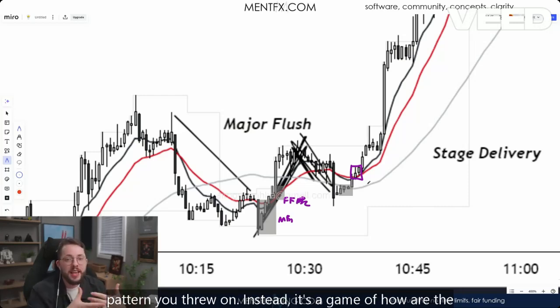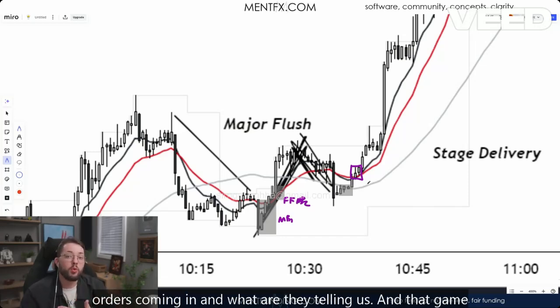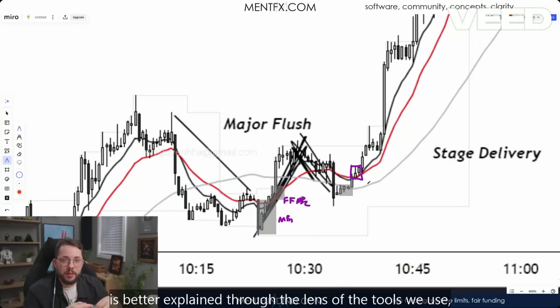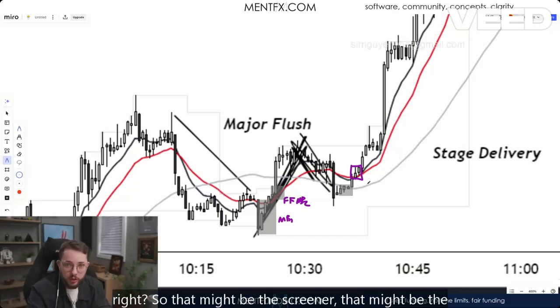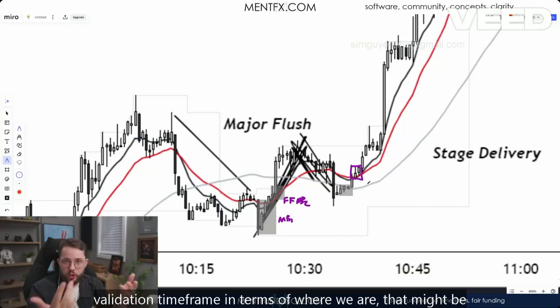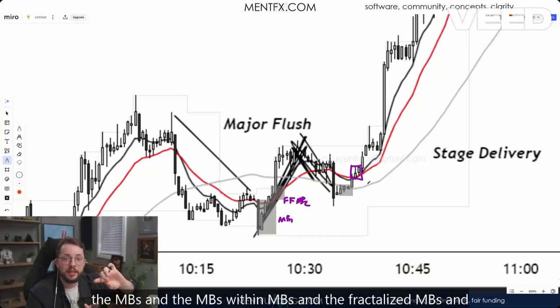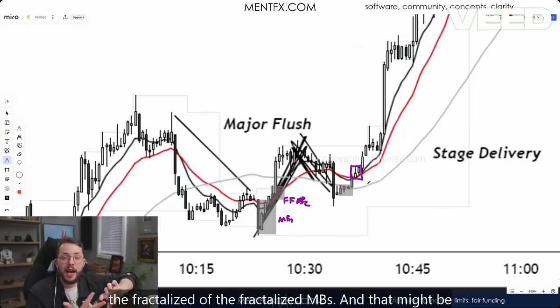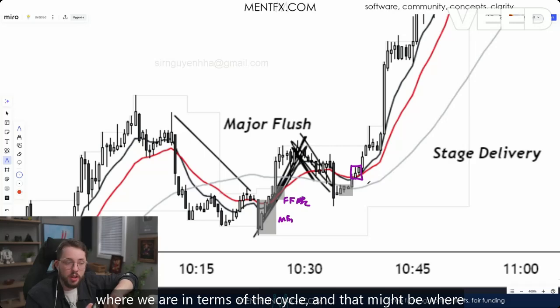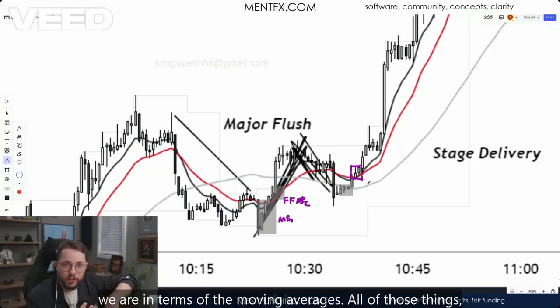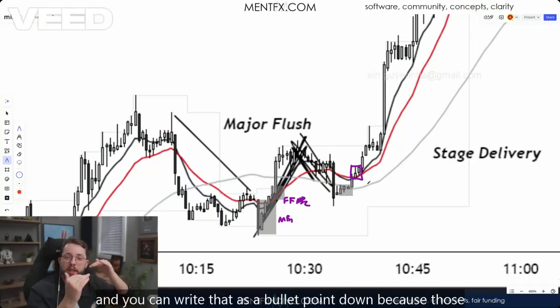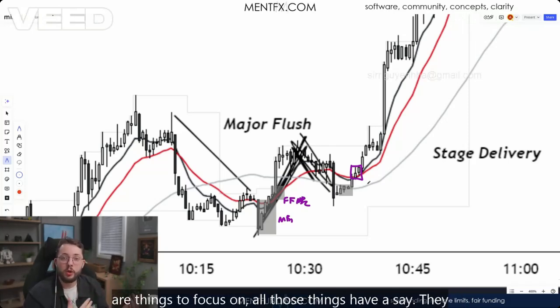Instead, it's a game of how are the orders coming in and what are they telling us. And that game is better explained through the lens of the tools we use, right? So that might be the screener, that might be the validation time frame in terms of where we are, that might be the MBs and the MBs within MBs and the fractalized MBs and the fractalized of the fractalized MBs, and that might be where we are in terms of the cycle, and where we are in terms of the moving averages. All of those things, and you can write that as a bullet point down because those are things to focus on. All those things have a say.